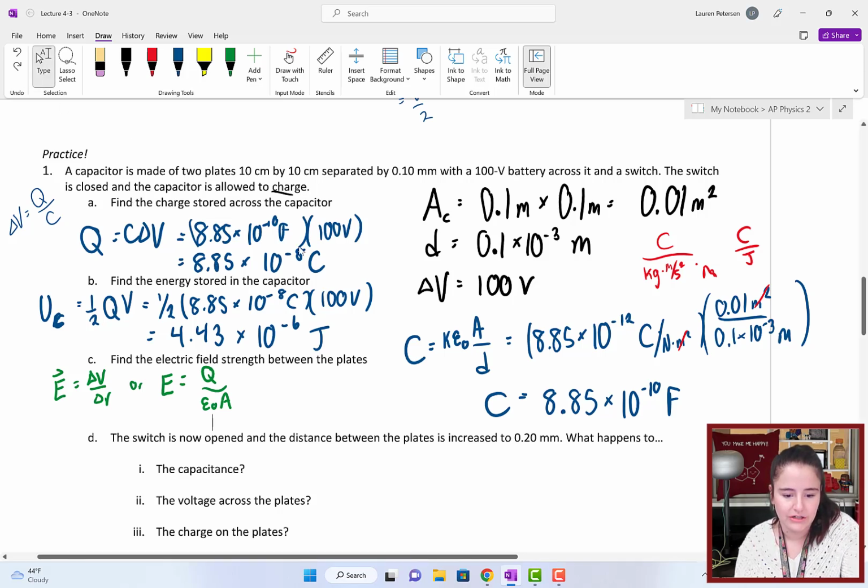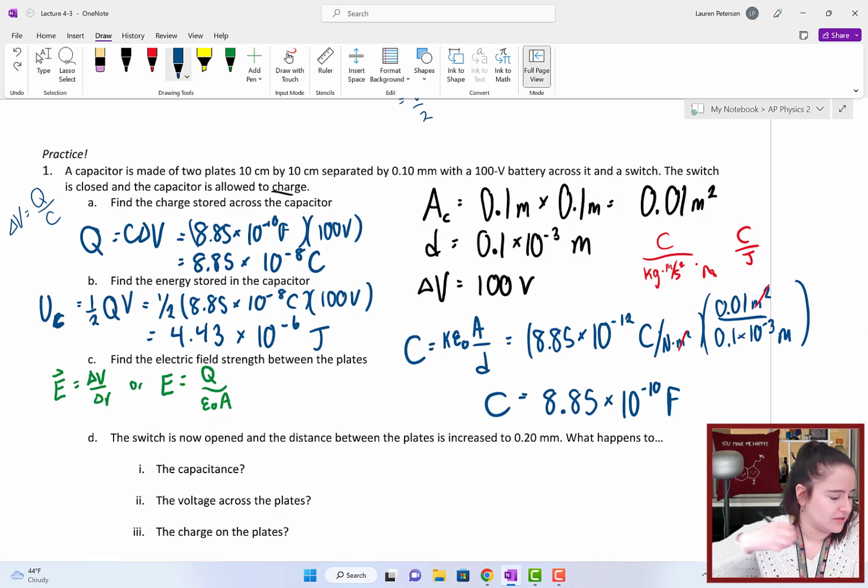or by plugging in Q, the charge, over epsilon naught, which is this constant, times the area. Both of those calculations will get you 1 times 10 to the negative 6 newtons per coulomb.